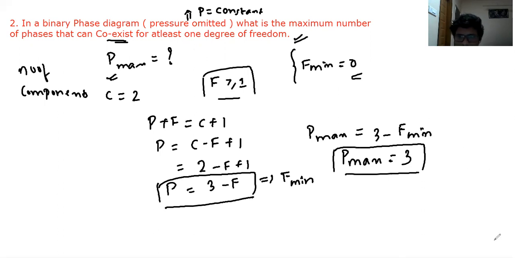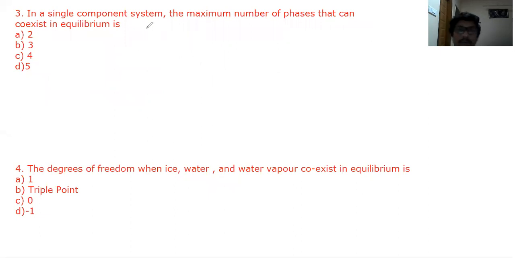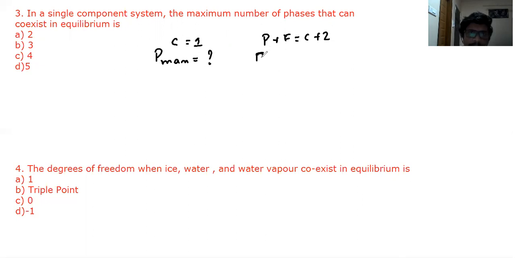So let us look into the next question. In a single component system, the number of components is taken as 1. We need to find the maximum number of phases that can coexist in equilibrium. So use the Gibbs phase rule. P plus F is equal to C plus 2. We get the number of phases in equilibrium, P, as C minus F plus 2. It is a single component system. This implies C is equal to 1. So the number of phases in equilibrium, P, is equal to 1 minus F plus 2. We get P as 3 minus F.